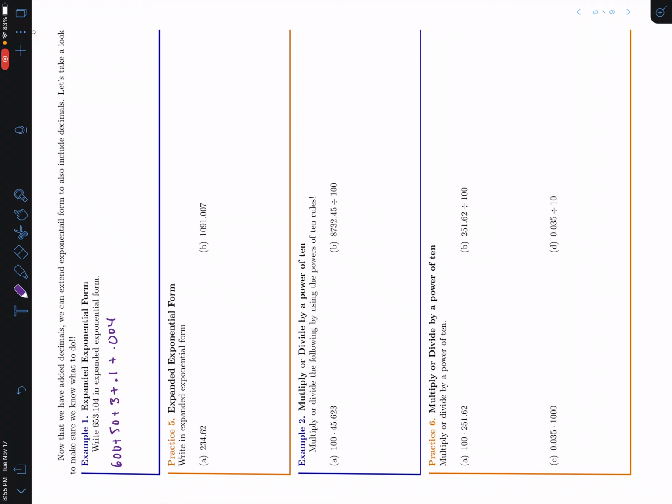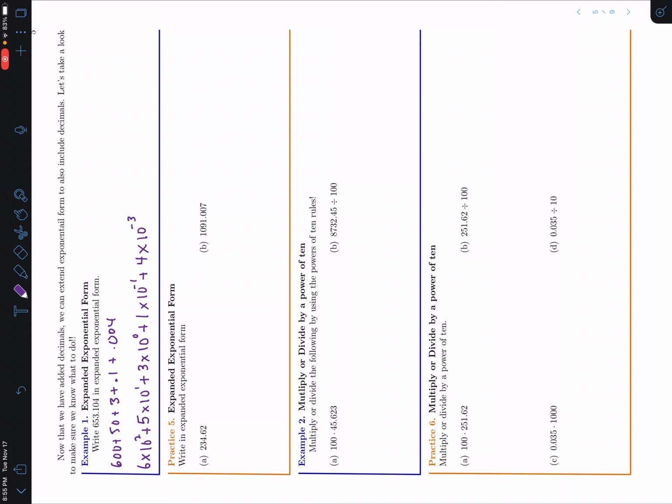So now I want to turn these from the decimal form into the exponential form. So 600 is going to be the same thing as 6 times 10 squared. 50 is going to be the same thing as 5 times 10 to the 1. 3 is the same thing as 3 times 10 to the 0. Plus 0.1 is going to be the same thing as 1 times 10 to the negative 1. And then plus 0.004 is going to be 4 times 10 to the negative 3.